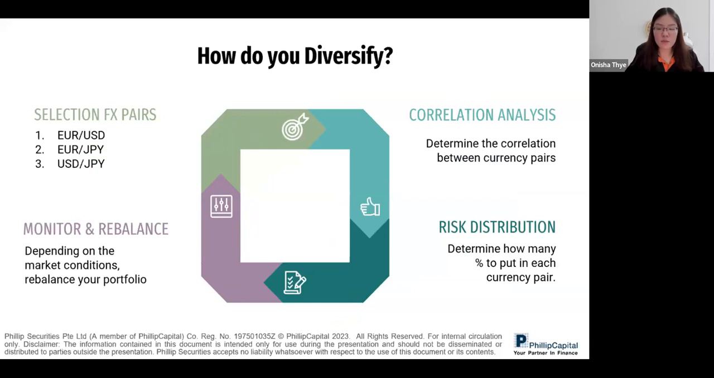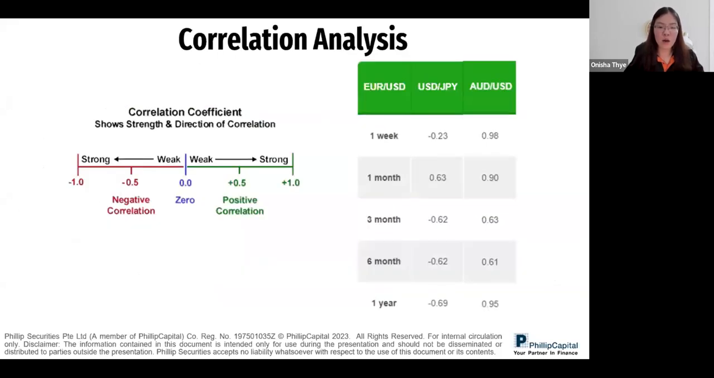Okay, so for example, if you want to trade two major and one minor pair, which are Euro USD and USD Japanese Yen, and then the minor one is Euro Japanese Yen. The next thing is to determine the correlation between these currency pairs, which I'll show you later. Then for risk distribution, you determine how many percent to put in each currency pair, and later on you monitor and rebalance. So we are going to invest in these three currency pairs, correct? Here is the correlation analysis.